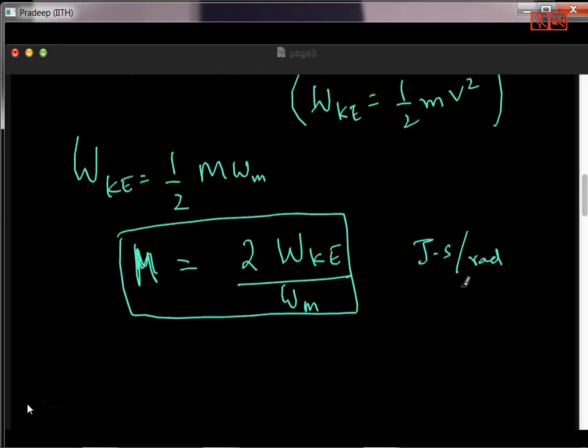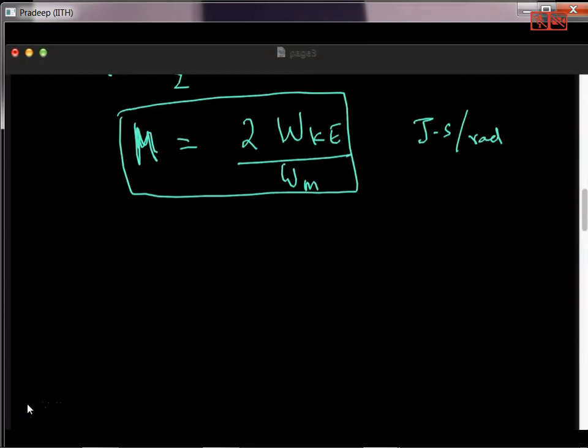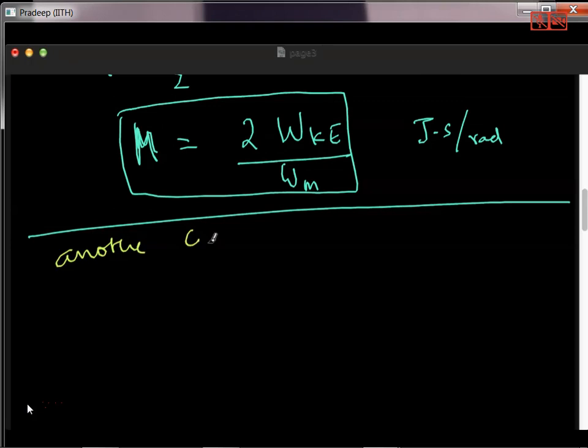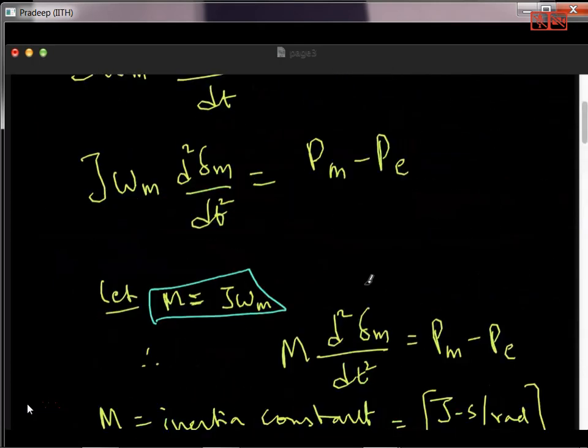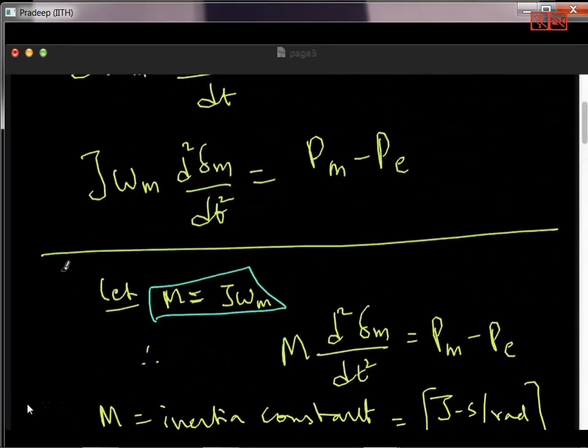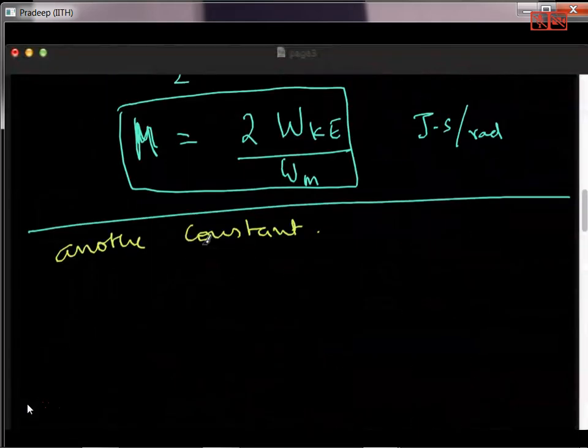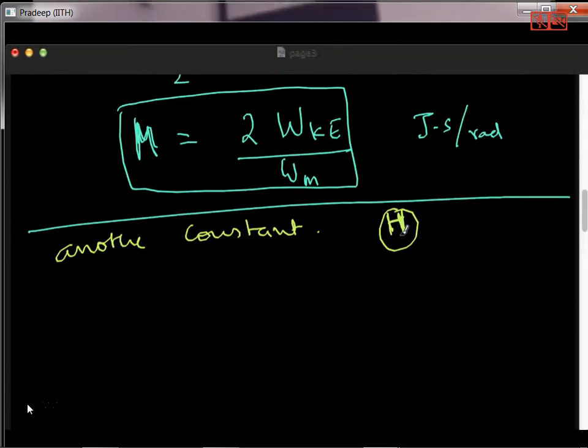So here I have also introduced another concept, another constant. That constant is called H. So this I just put a line. So there are two constants. So this is M constant, and here I am talking about another constant called H. Typically, a manufacturer will provide this H.